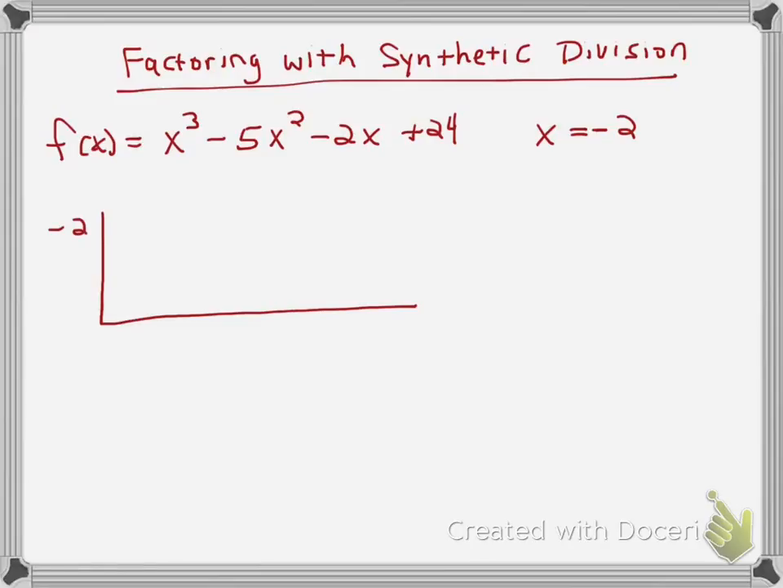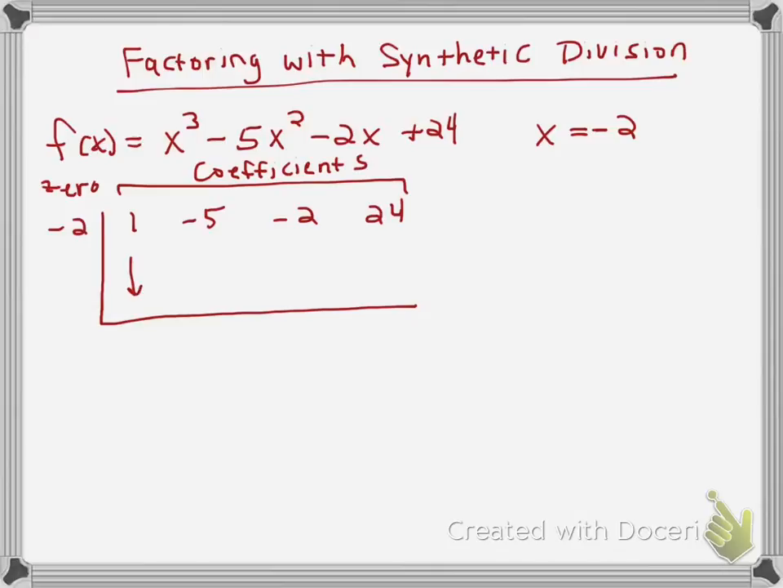So I've got the -2, that's my 0, I'm going to put that on the outside. I'm going to go with my coefficients. Now, if you look, I go x cubed, x squared, x to my constant term. I have all those terms in there. I'm not missing anything, so I don't need any placeholders. I'm going to put my coefficients, 1, -5, -2, and 24. All right, so those are my coefficients of that polynomial. No placeholders needed. Now, we're going to start with our synthetic division process.